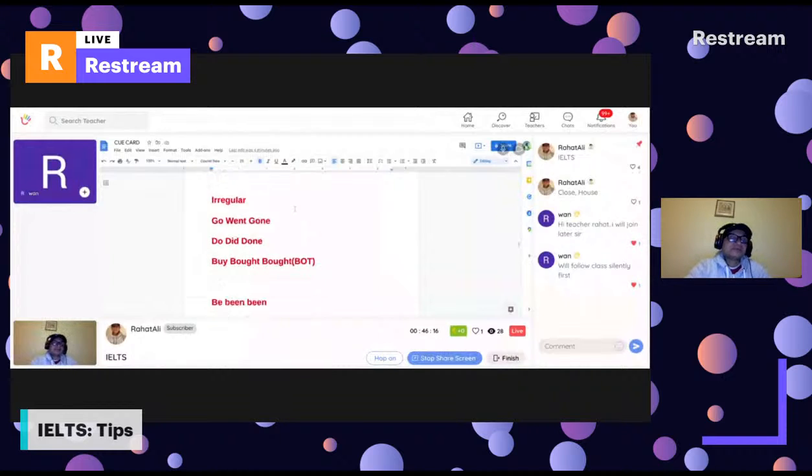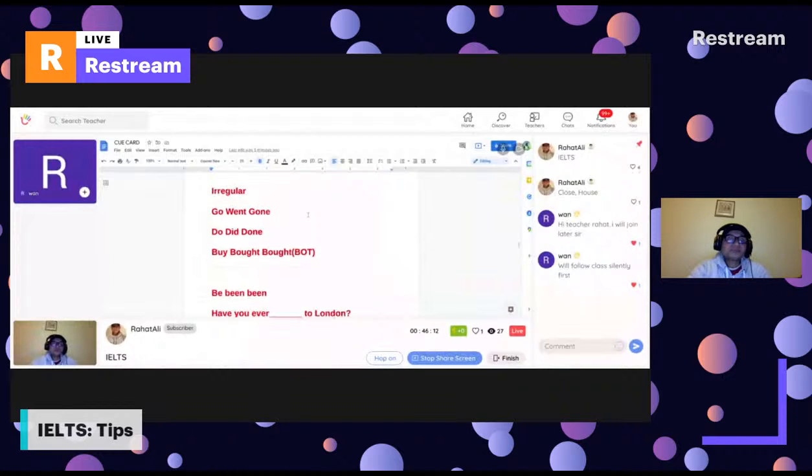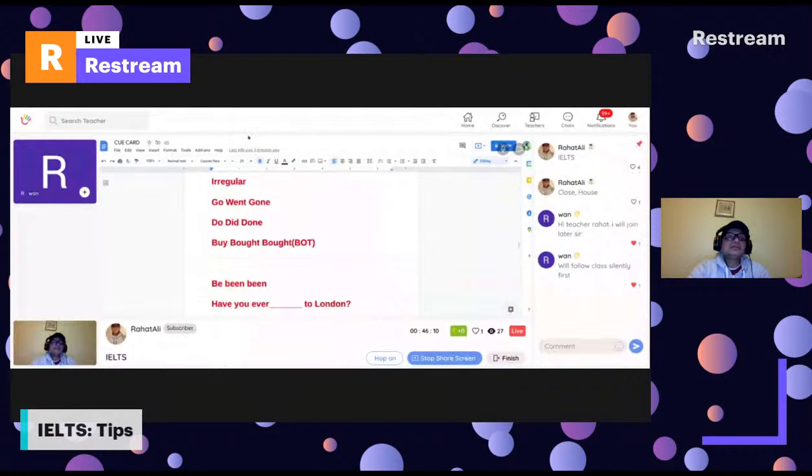And the irregular verbs, common verbs, I've given some examples. Go, went, gone. Do, did, done. Buy, bought.